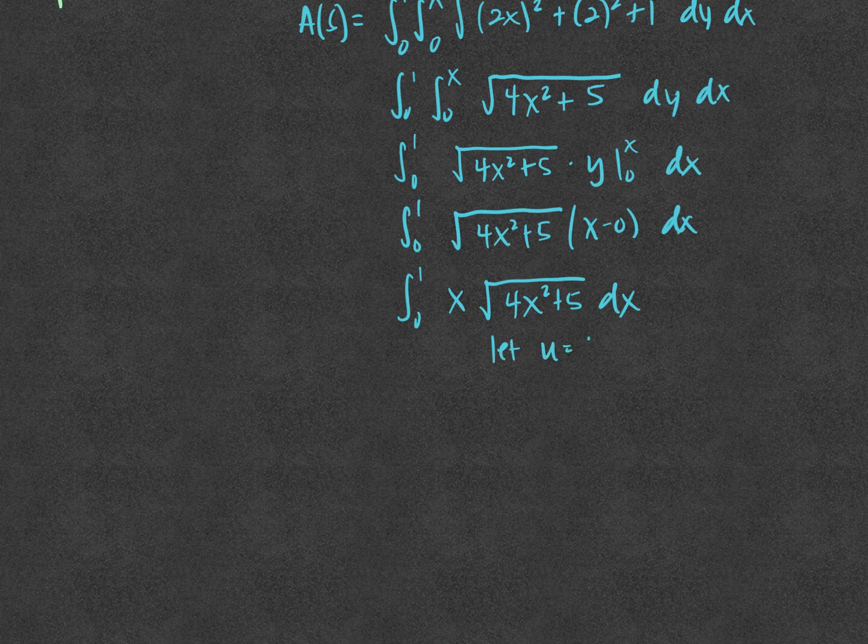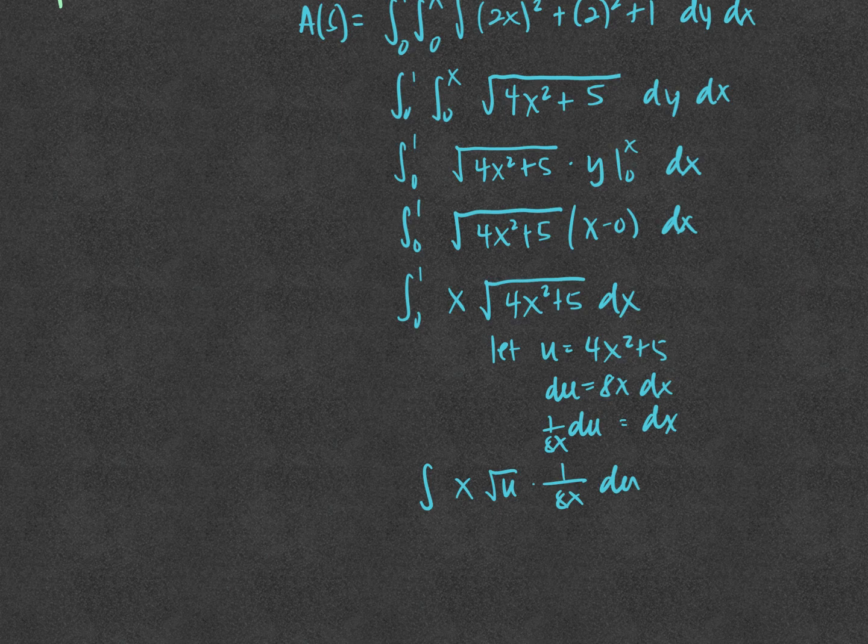Let's let u equal 4x squared plus 5. That means du is going to be 8x dx. So dx is 1 over 8x du. So we have the integral of x times the square root of u times 1 over 8x du.